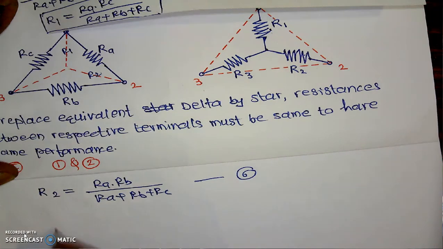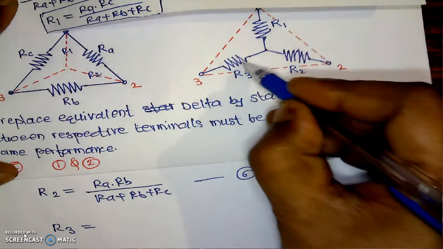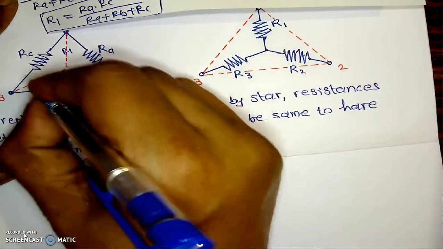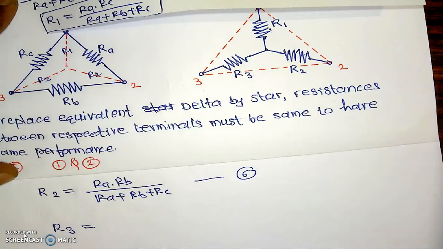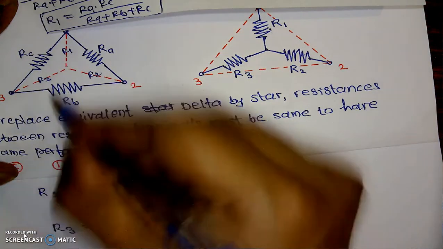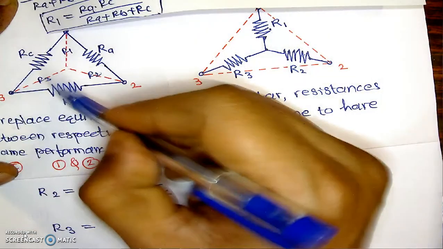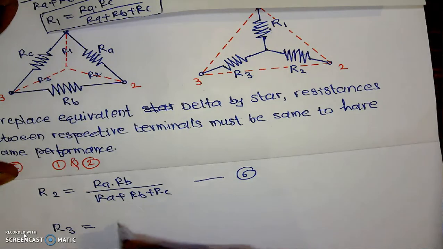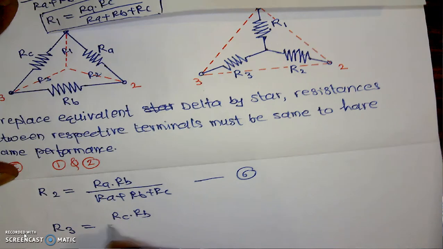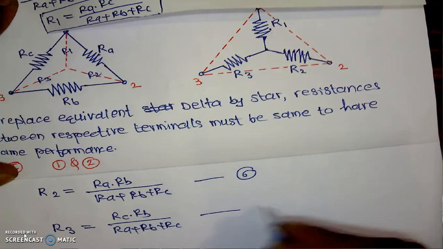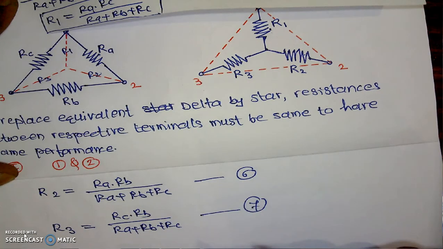And finally, we have R3. This resistance is R3, and this R3 is connected between the two resistances RC and RB. This resistance will be RC into RB divided by the summation of all, that is RA plus RB plus RC. This is equation number 7.